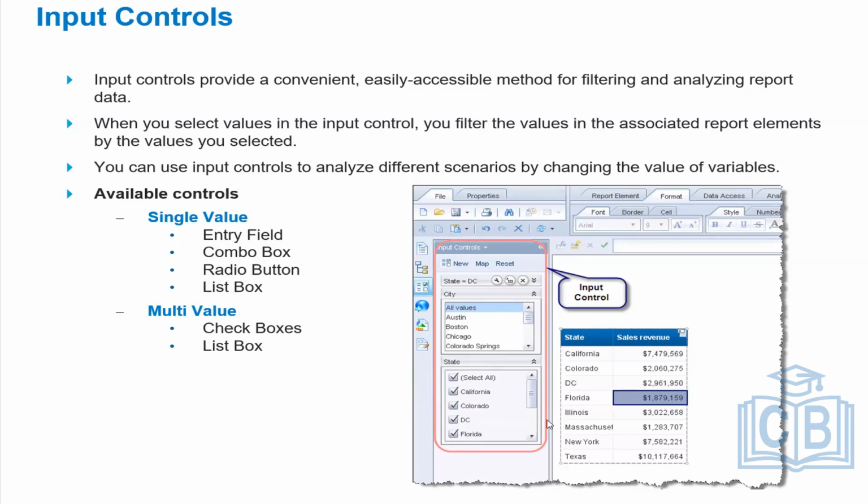If you see here, for this block, state is given as an input control, and city is given as an input control. State is also one of the input controls, so we can control in that way.